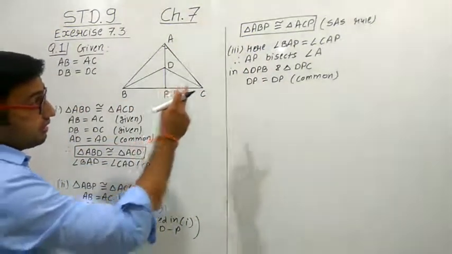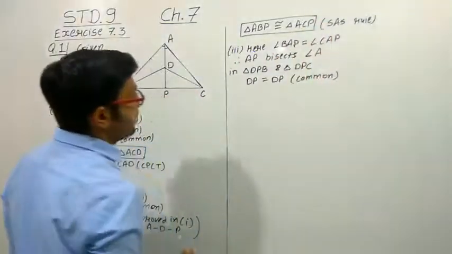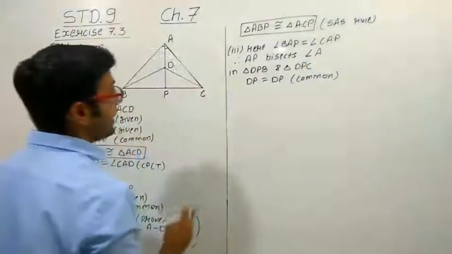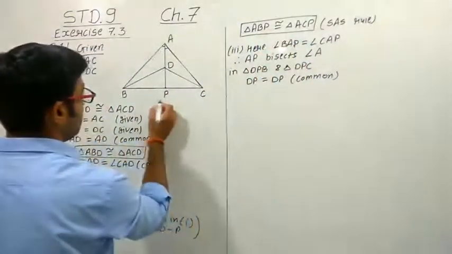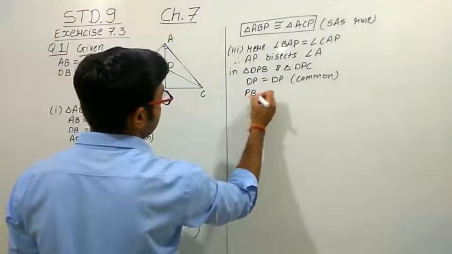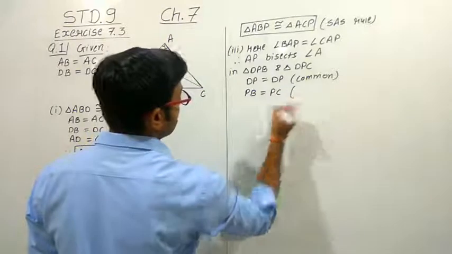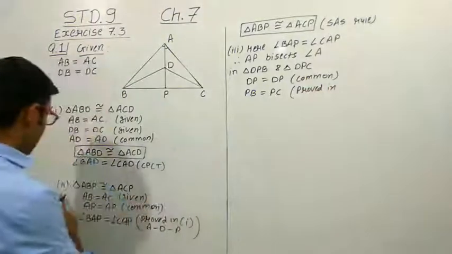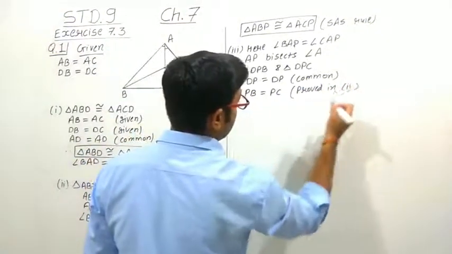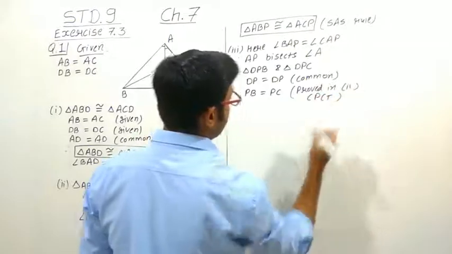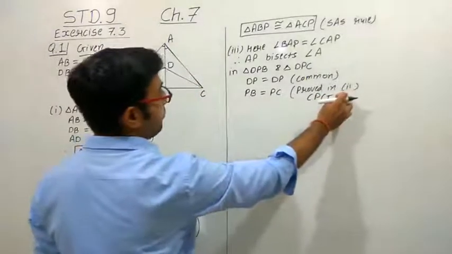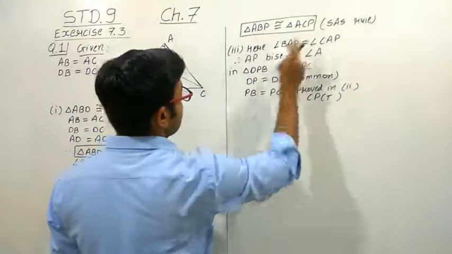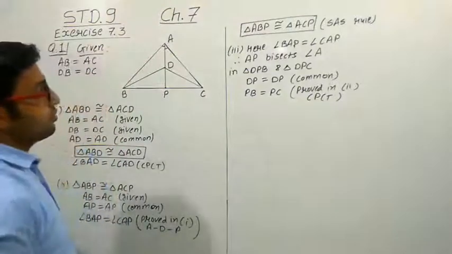So in this we can use the CPCT. As we have proved that triangle ABP is congruent to ACP, by CPCT we can write down that PB is equal to PC. We have proved this in the second step. What we have proved in second is that ABP and ACP are congruent, and by CPCT we can take that PB side is equal to PC side.